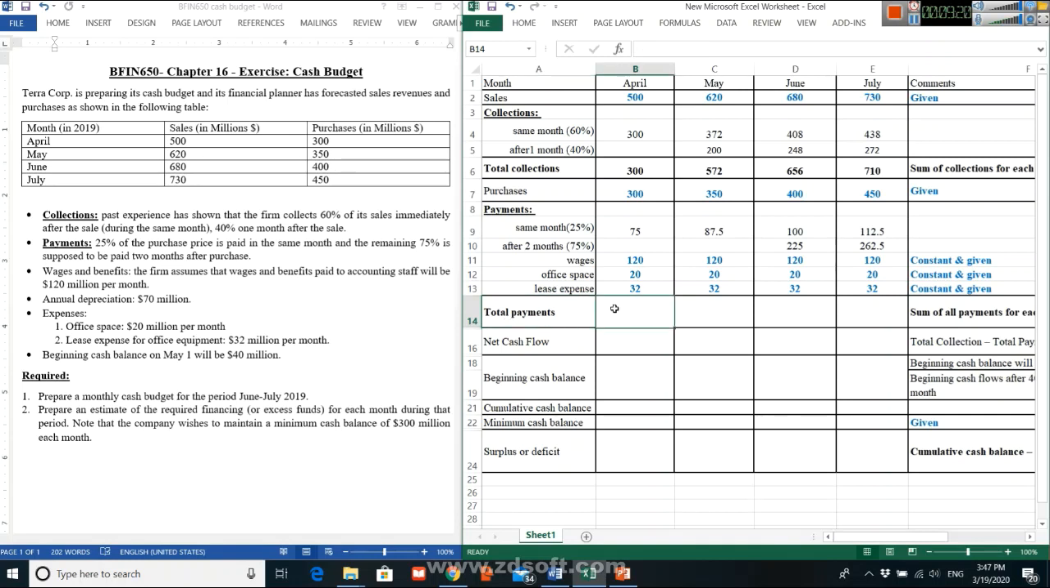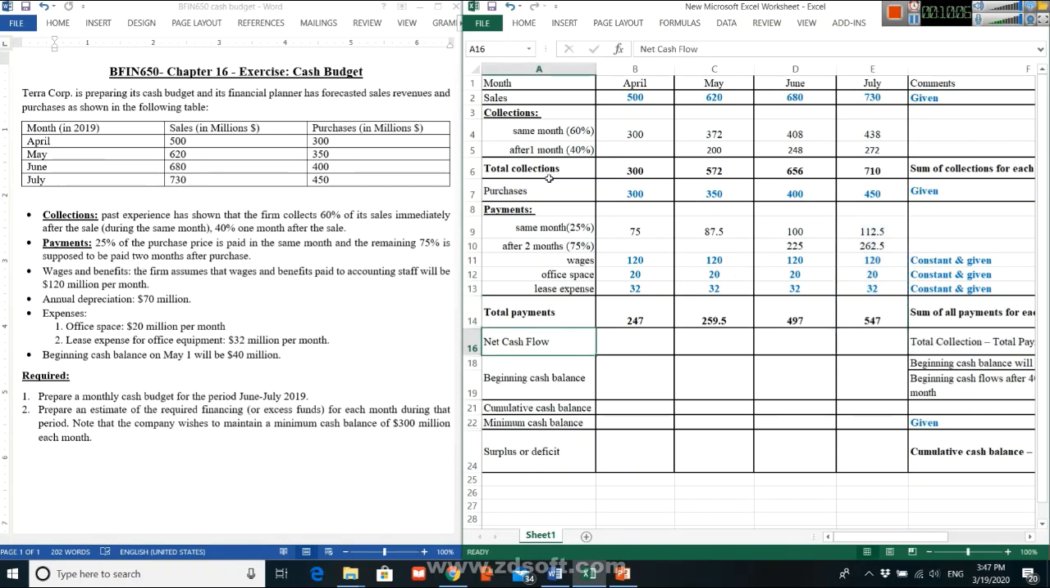Now we will see the total payments. The total payment is a summation of all these payments for every month. So it will be equal to sum of all of these payments, and finally for the last column, sum.